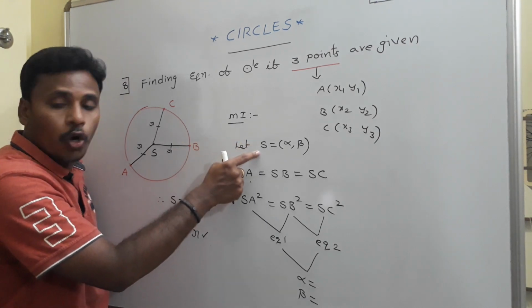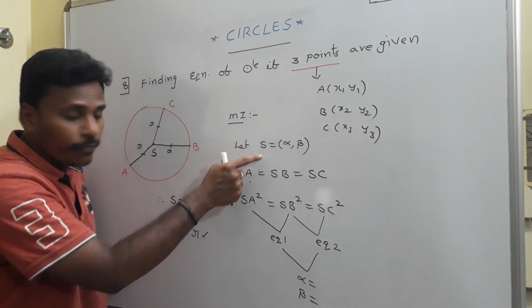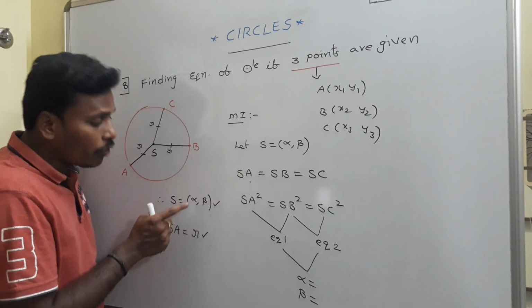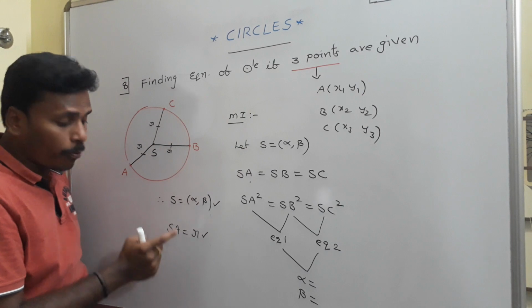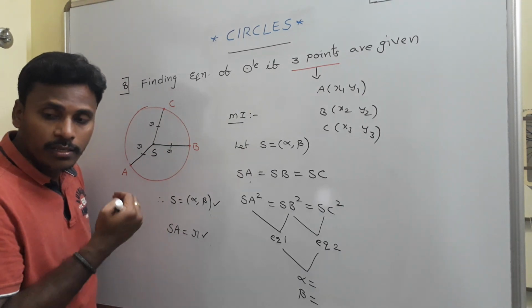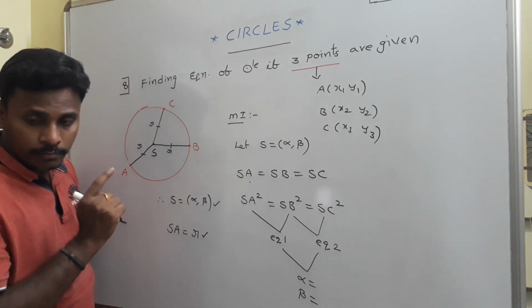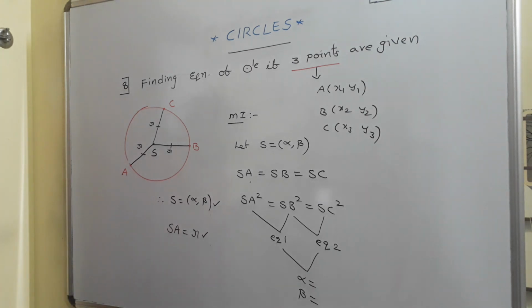Solve those 2 equations to get alpha and beta, which is the center. Initially we don't know the center, so let it be alpha, beta. Finally we are finding those 2. So we have the center. After having the center, find the distance between the center and any one of the points, that is the radius. With center and radius, use the center-radius form. Think about it. This is the first method, and then I will explain the second method.